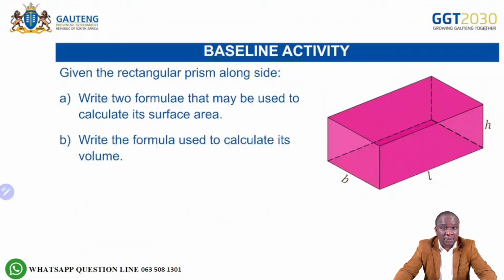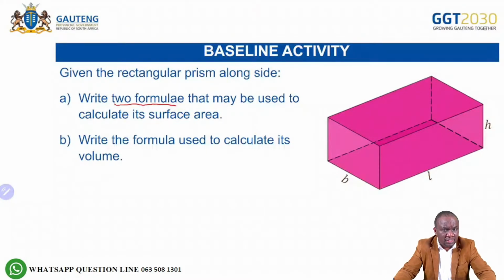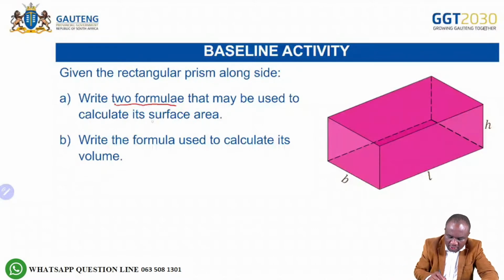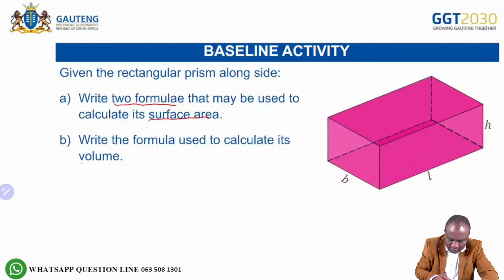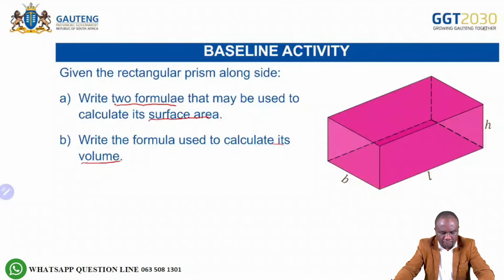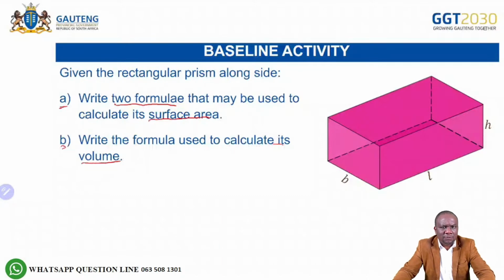I'm going to give you 2 minutes for this because it's very easy to do. Given the rectangular prism alongside, write 2 formulae. We discussed this in our previous lesson. Write 2 formulae that may be used to calculate the surface area. I want the 2 of them. And then write the formula used to calculate its volume. So let's have 2 minutes, and then we answer A and B. A, I need 2 answers, and then B, there's only 1 answer. 2 minutes.